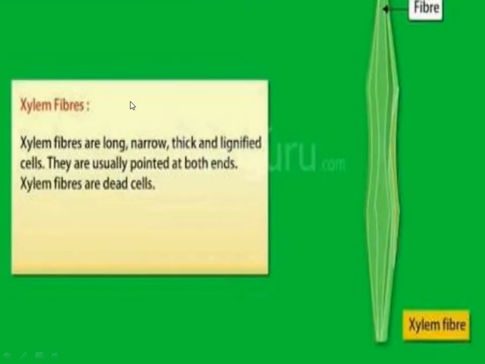Now the fourth component of the xylem is the xylem fiber. The xylem fibers are pointed-end structures like the trachea, but they may be larger in size as compared to trachea, and their wall is lignified. Their main purpose in the xylem is to provide mechanical strength, and they are dead cells. There is no living cytoplasm inside the fiber.